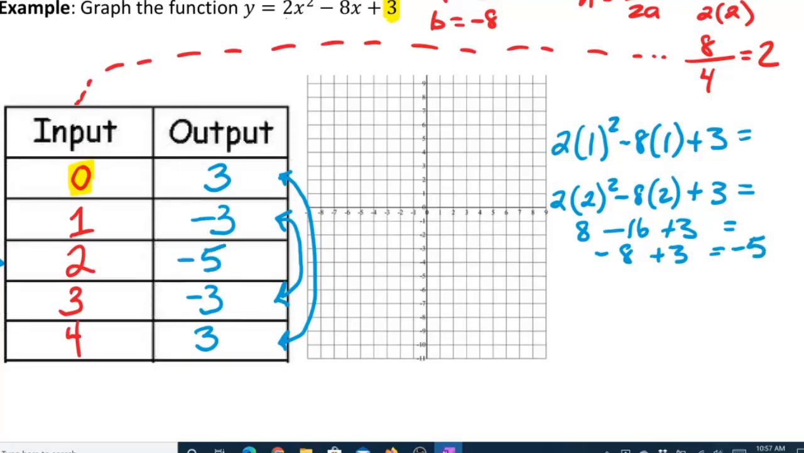Now I'm not quite done. I have my table of inputs and outputs, but I don't have a graph. I've got to put these numbers on a graph. So 0 goes with 3. That would be this point here.